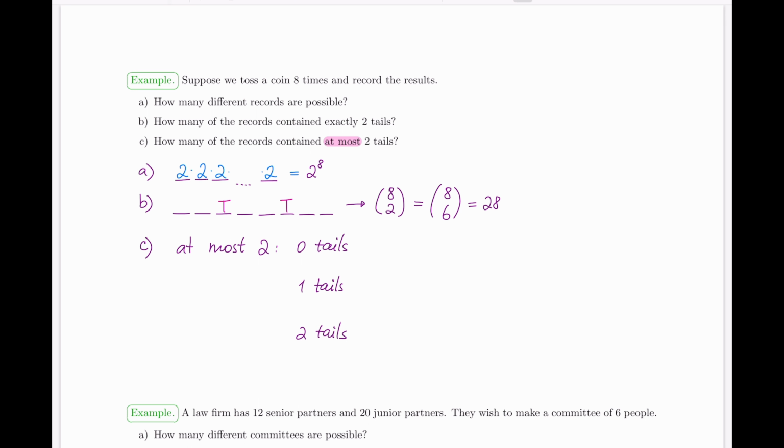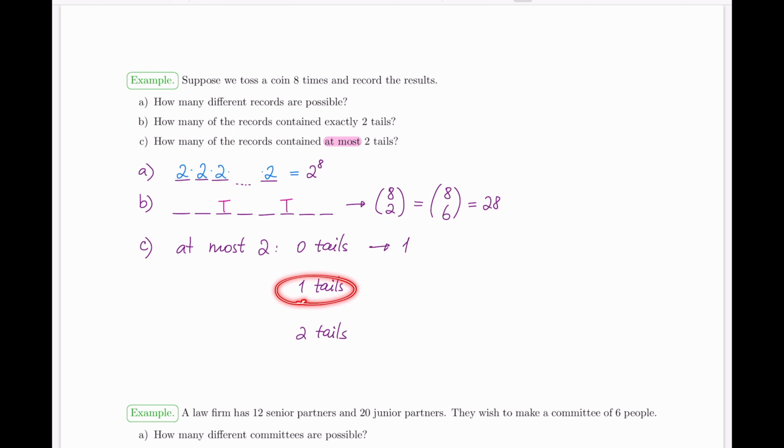How many ways can I toss the coin 8 times and record 0 tails? So I want to see no tails at all. What are the possible options? Well, if there are no tails, that means that every single thing in my record is heads, and there is only one way to do so, which is to toss all heads all the time.